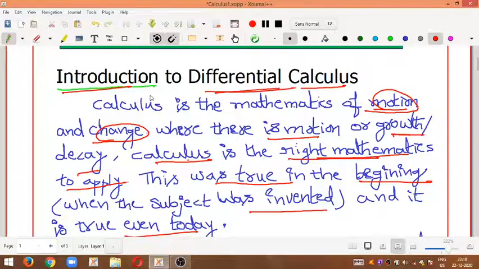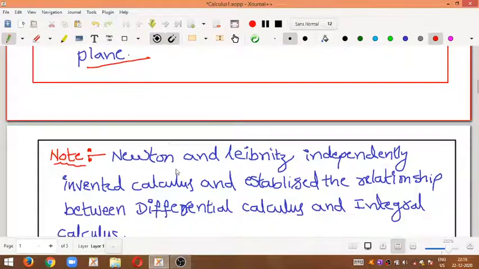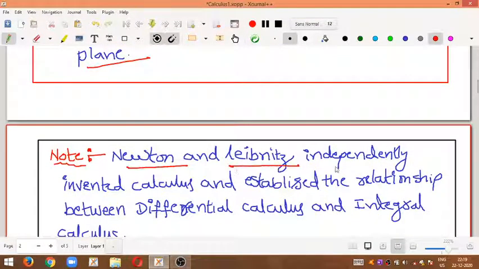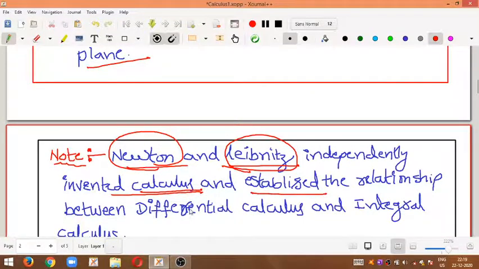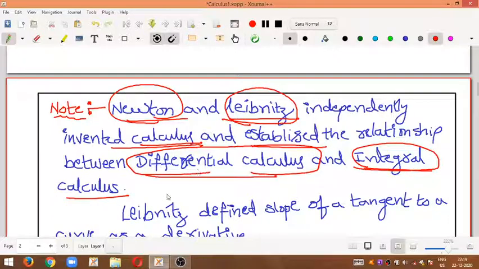Especially the introduction of calculus, how it was born, that I want to share with you. Now Newton and Leibniz independently invented calculus. These both independently invented calculus and established the relationship between differential calculus and integral calculus at the same time in different places. Okay.